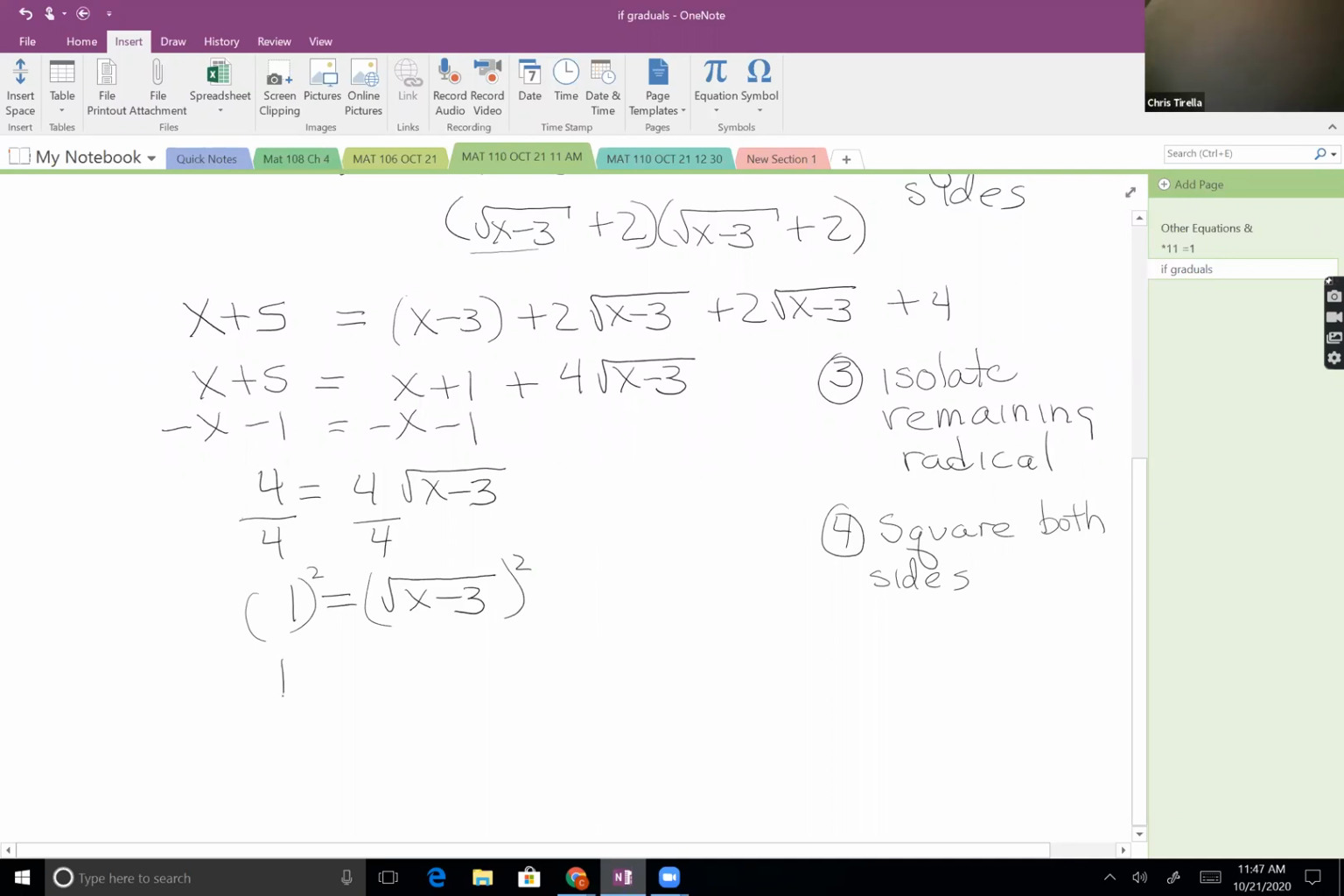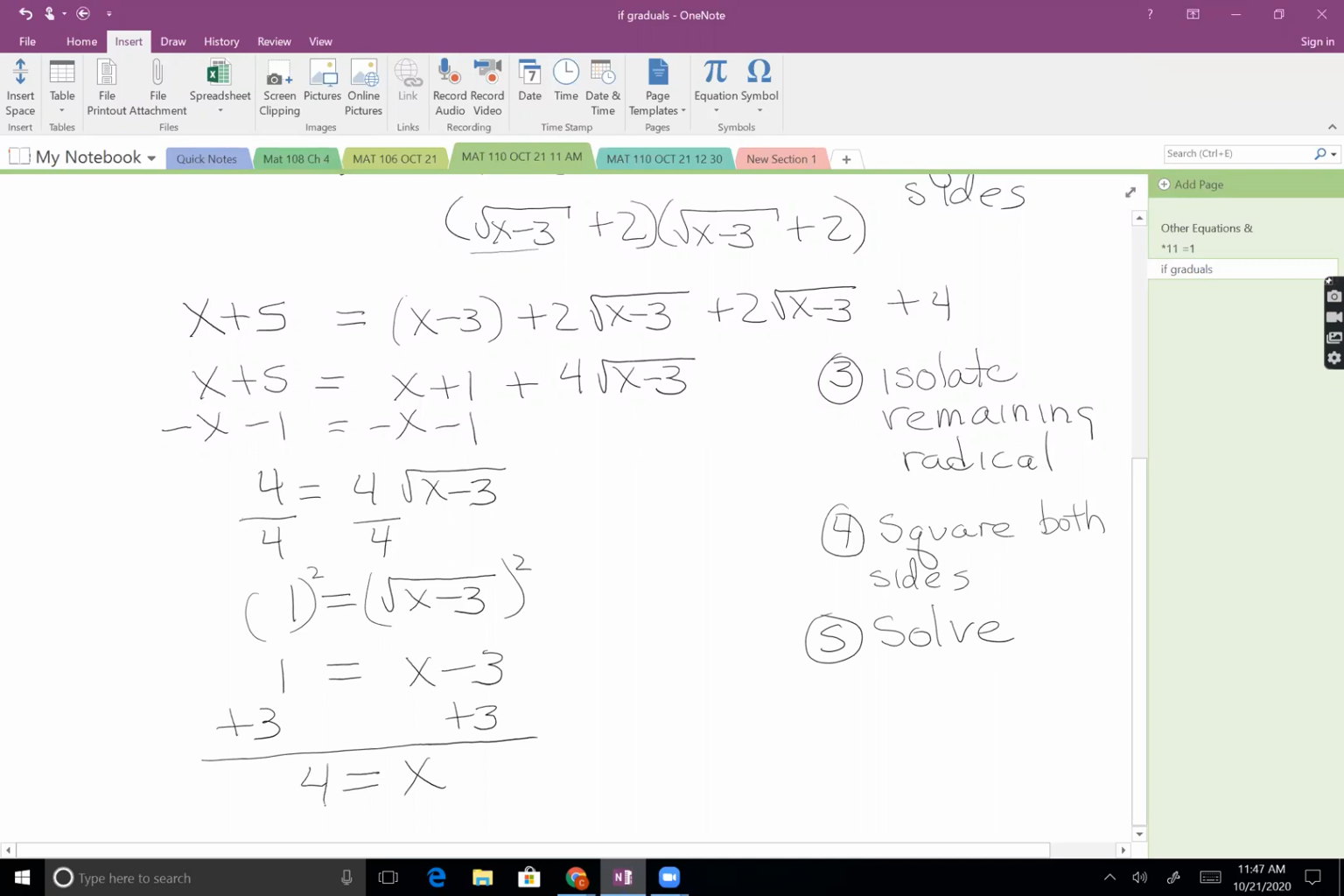One squared is long. But the square radical, I just get what's underneath, x minus 3. And finally, we've got something that's pretty straightforward to solve. I'll add 3 on both sides and get x equals 4.